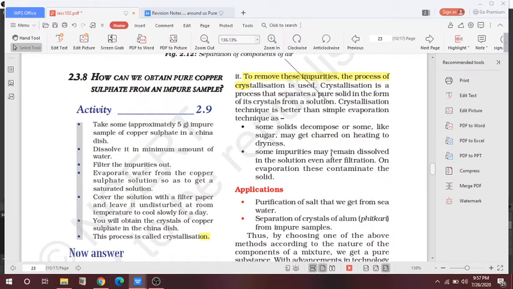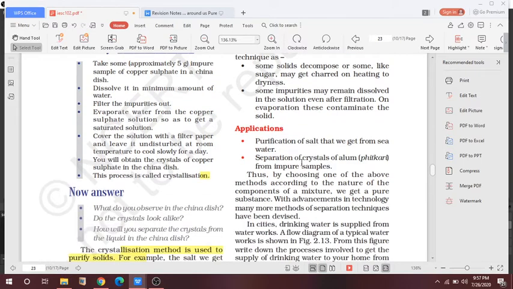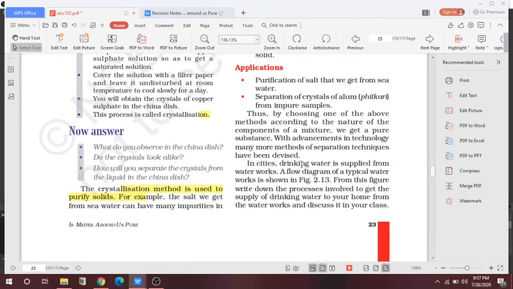Some solids decompose, or some, like sugar, may get charred on heating to dryness. Some impurities may remain dissolved in the solution even after the filtration. This is a disadvantage. Why is the crystallization technique better than evaporation? These are the disadvantages of evaporation, because sometimes the impurities remain dissolved in the solution, which will not give us a pure substance.